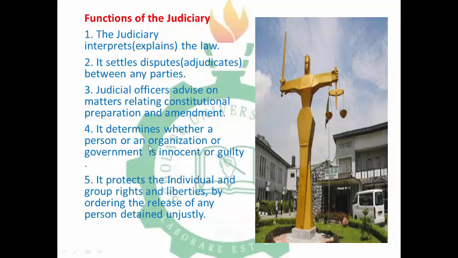So when there are disputes or disagreements, it is the function of the judiciary to declare those who are innocent or guilty as guilty persons, especially when there are criminal cases and many innocent people before the court. So at the end of the day, with the evidence presented before the court, they'll be able to know those who are innocent and those who are guilty, based on the investigation of the police officers in charge of such cases.